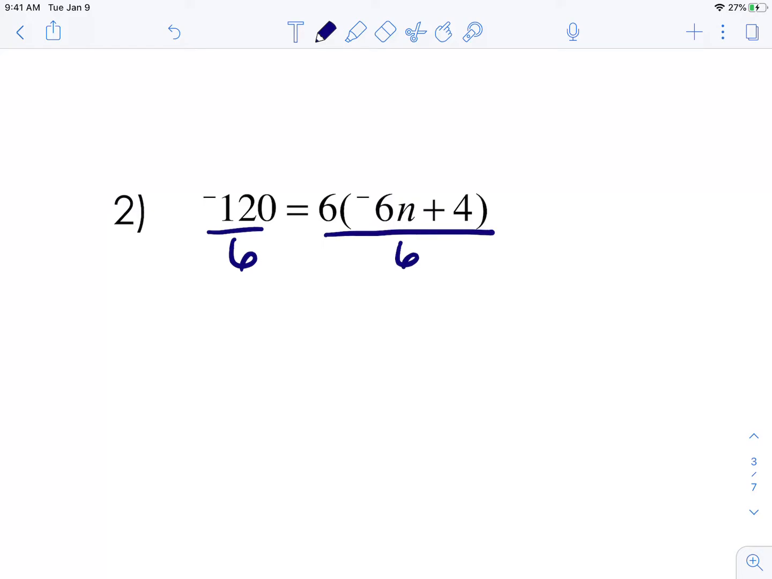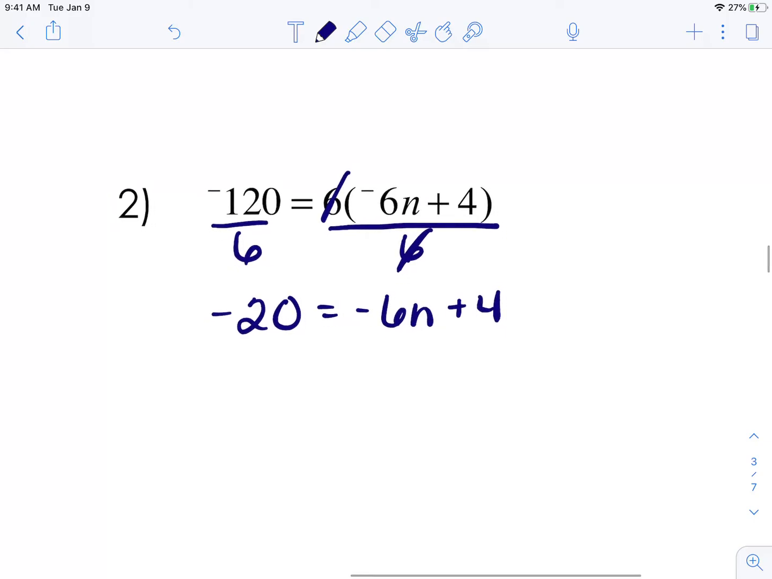So negative 120 divided by 6 is negative 20. And then over here, the 6 just disappears because it cancels itself out. 6 divided by 6 is 1. So that's why it would just disappear. So what you're left with over here is negative 6n plus 4.